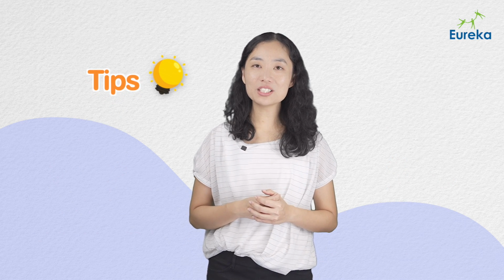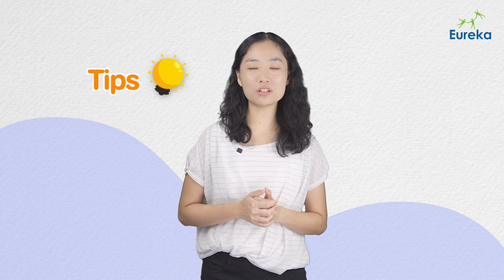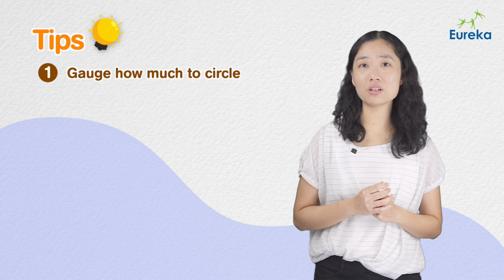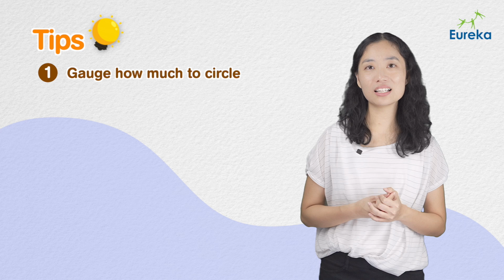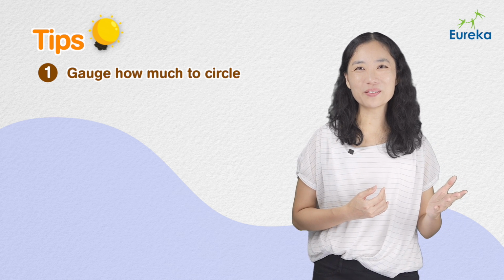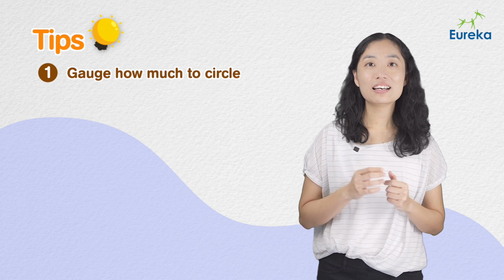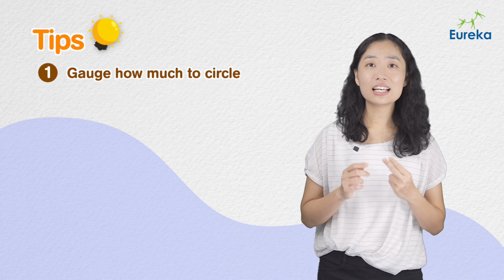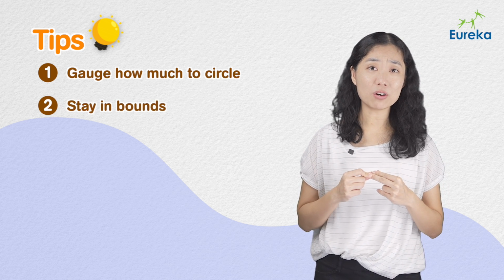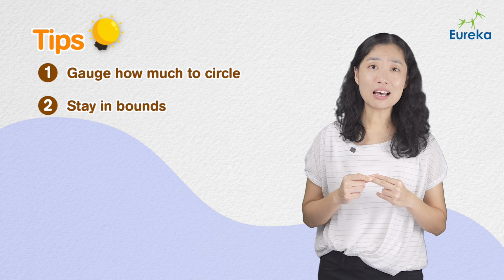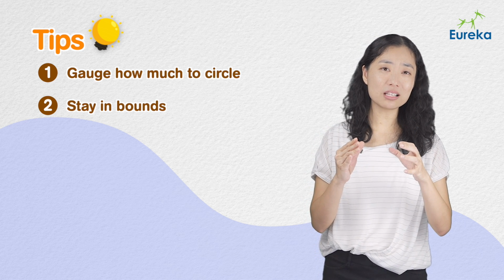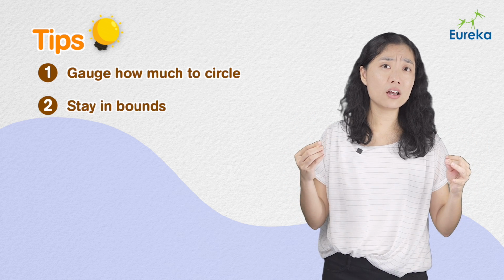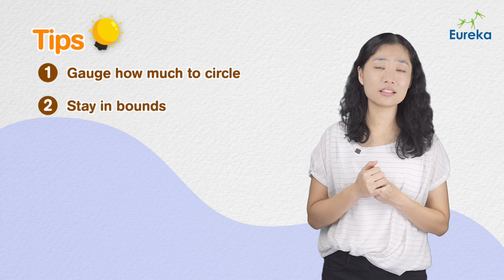Now, here are some tips you want to keep in mind when you use circling. First, determine how much you want to circle based on the level of your students. Some classes, if they know the word already, don't need that much circling, but others need the word repeated again and again before they get it. Second, stay in bounds when you ask questions. That means besides the target vocabulary, don't add in too many additional words that they don't know yet, or that will make them feel lost.